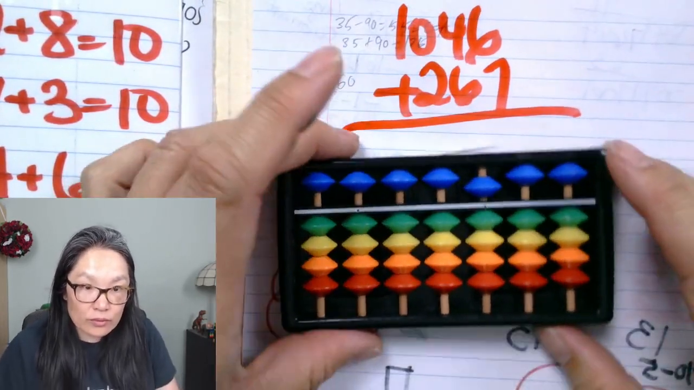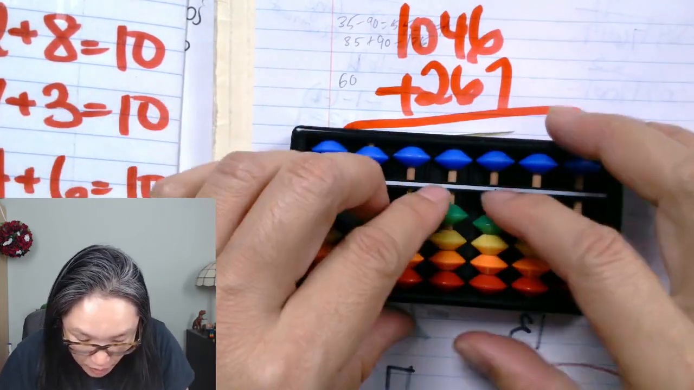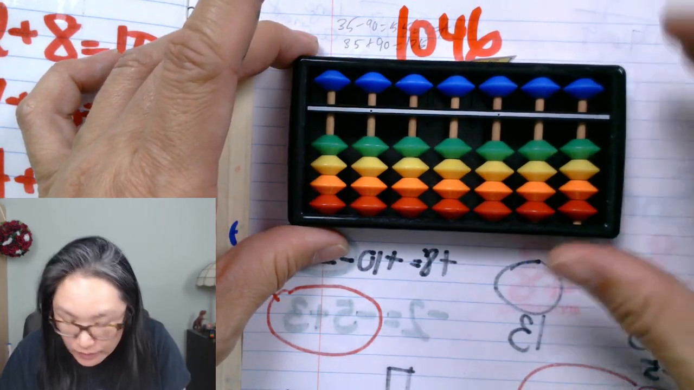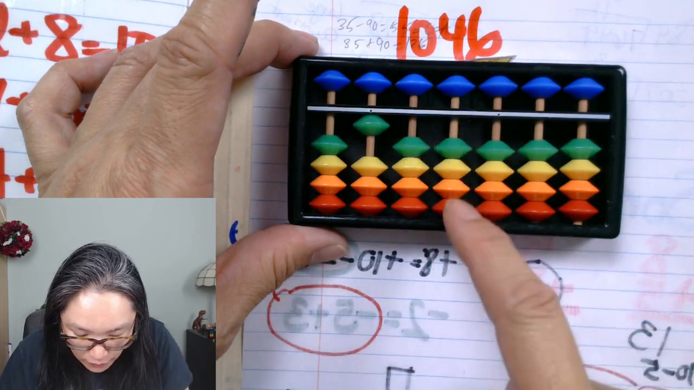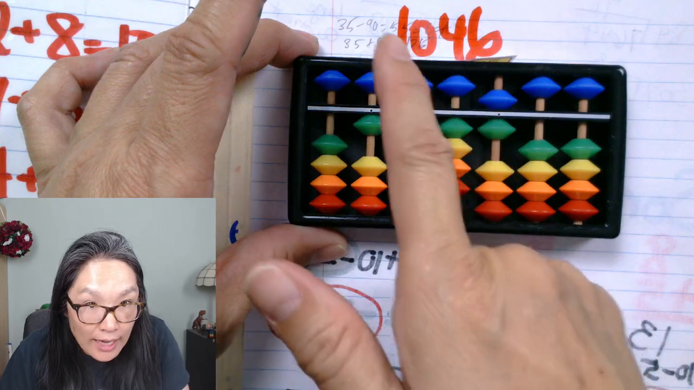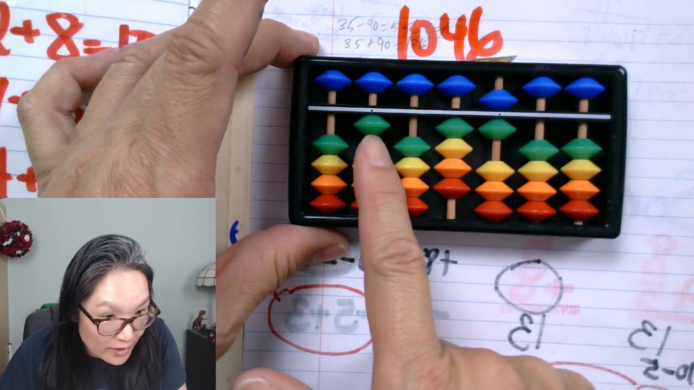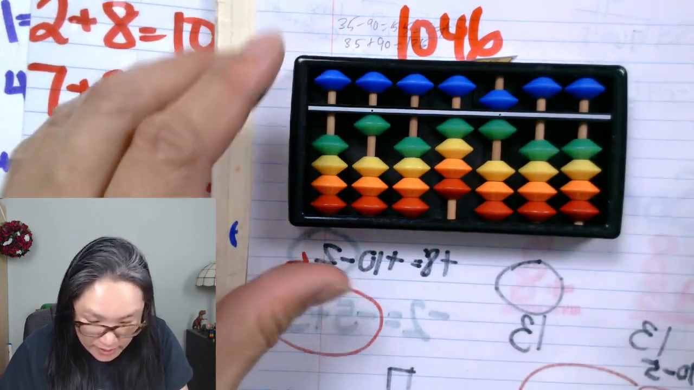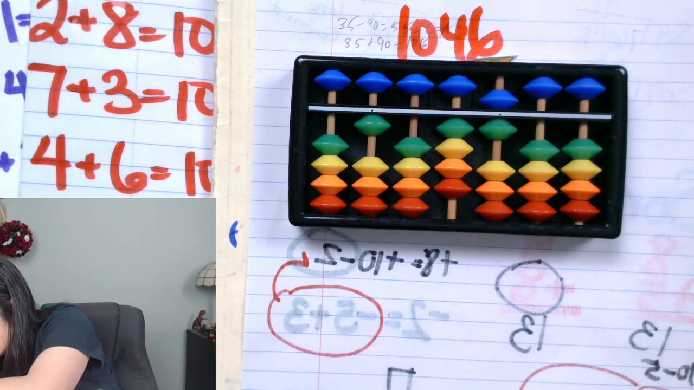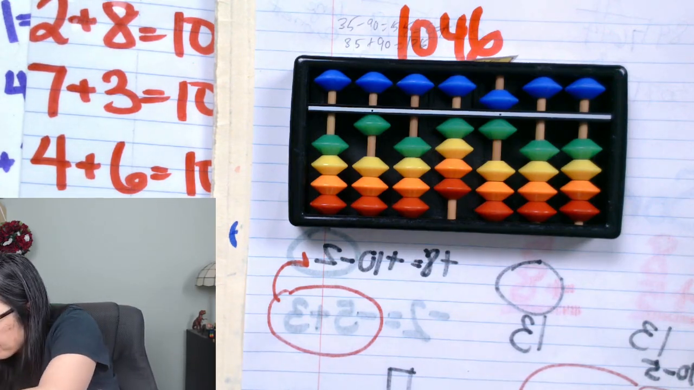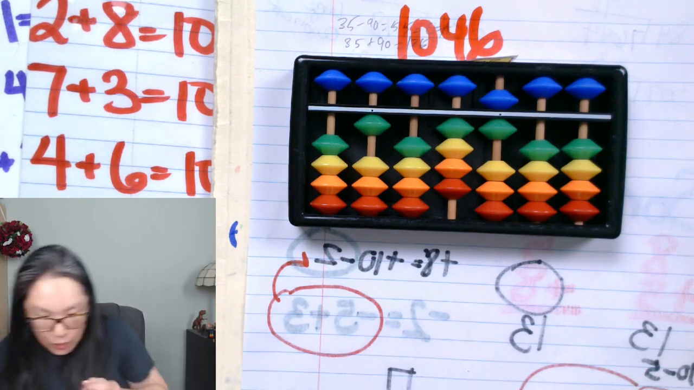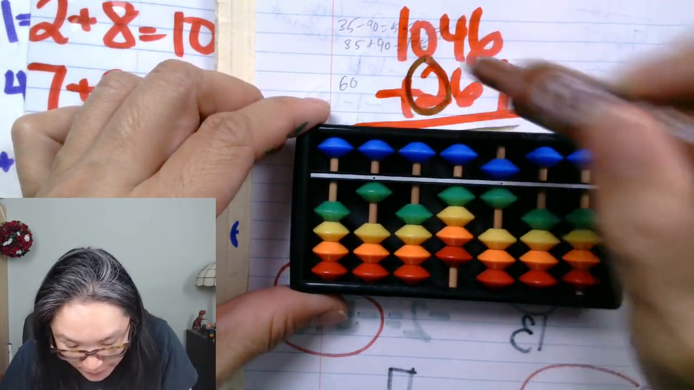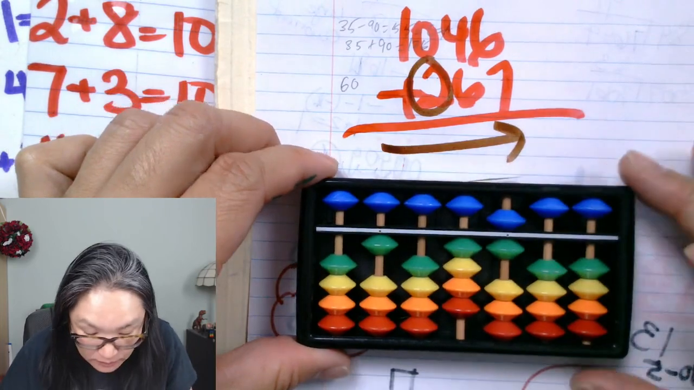What are we going to do? How are we going to do it on the abacus? The first thing we're going to do is the first line. To do the first line, what are we doing? 1046. Notice, I know it's 1000, I go straight to here. 1000. When we do it, we are always going to start from left to right. So we start from left, and then we go this way.